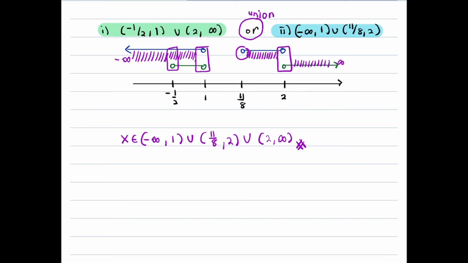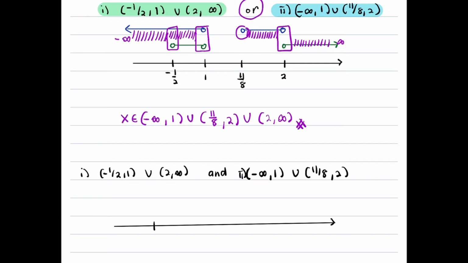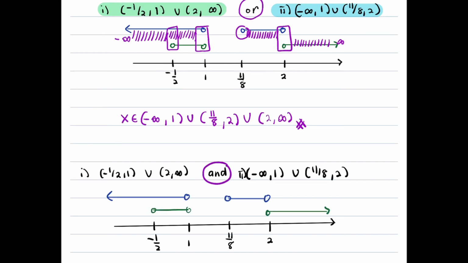Alright, now let's say the question changed. Now the first set is negative half until 1, union 2 until infinity, but this is intersection. The same numbers, negative infinity until 1, union 11 over 8 until 2 for the second part. Draw your real number line: negative half, 1, 11 over 8 and 2. The same thing, but this is intersection. So for intersection, you need to find the overlapping values only.